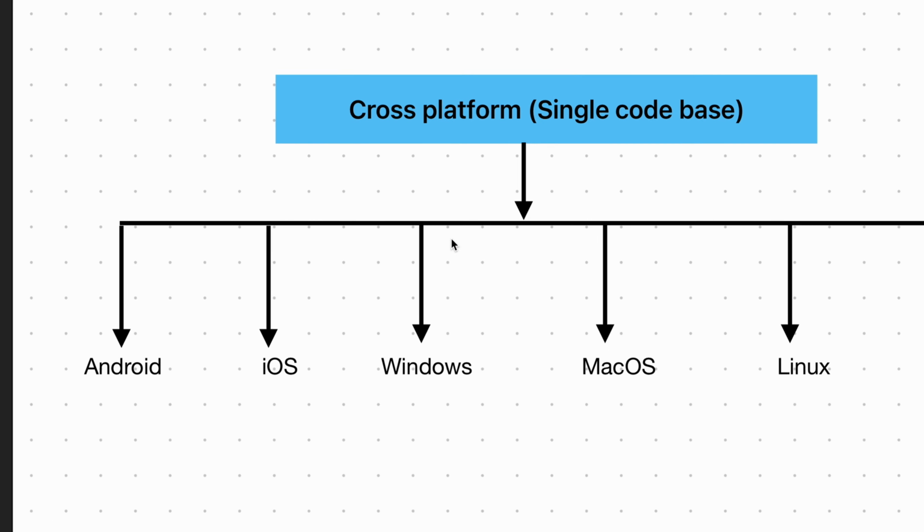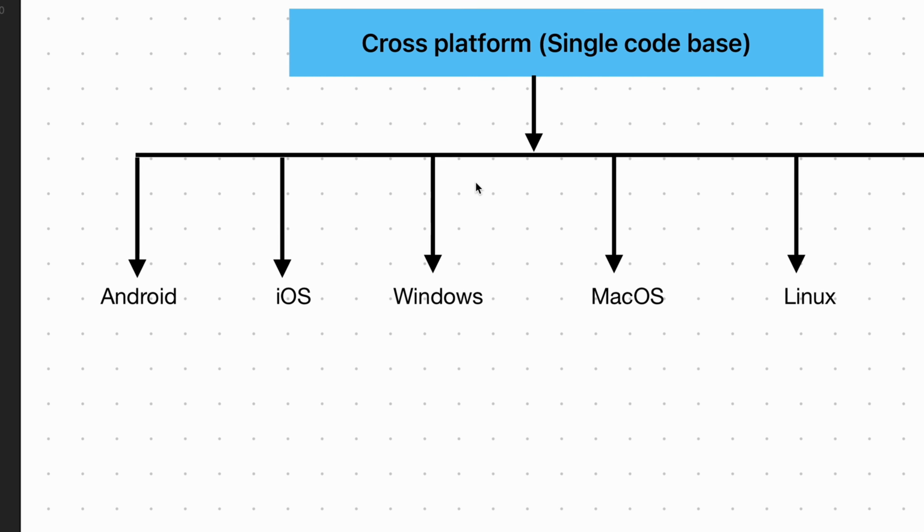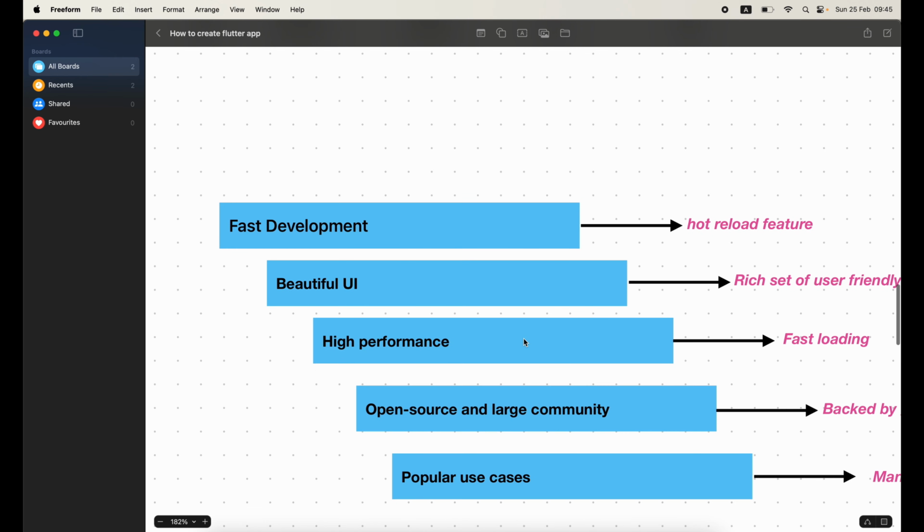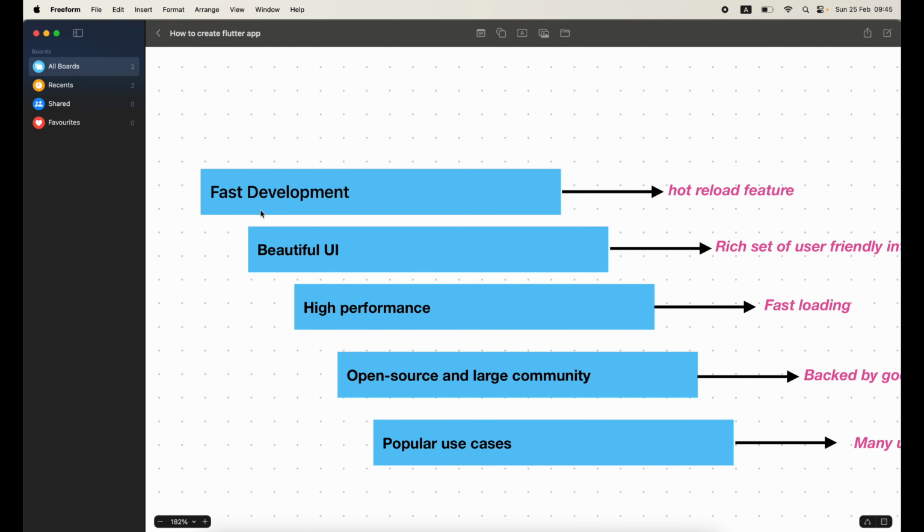Now we'll see about cross platform. We will write code in one place only for one app, that is in the Flutter code, a single code base, and we will build the app for these many platforms: Android, iOS, Windows, Mac OS, Linux, and web. Okay, so next we'll see the features one by one.